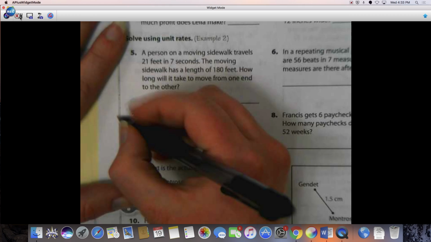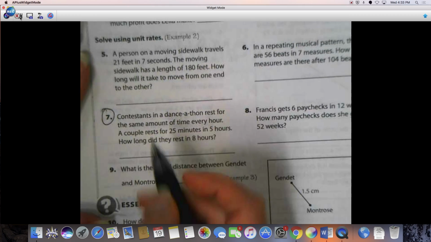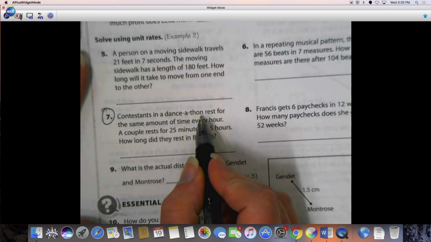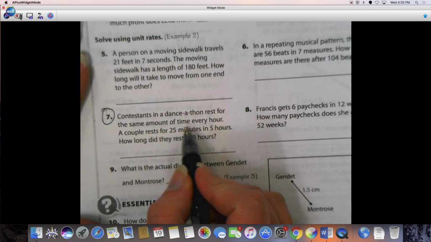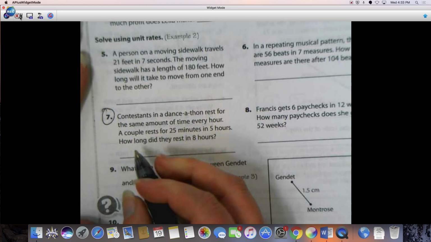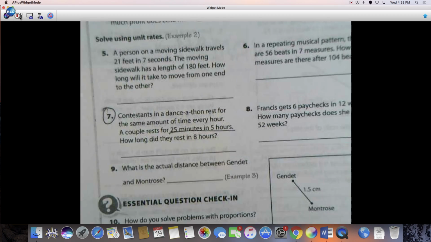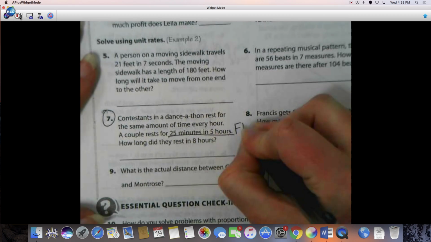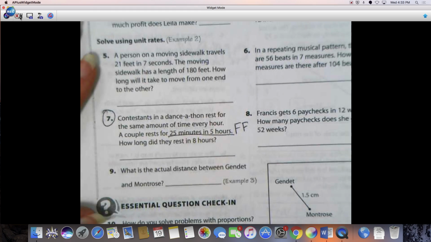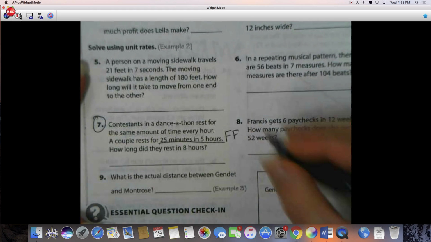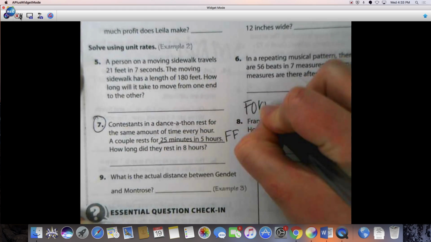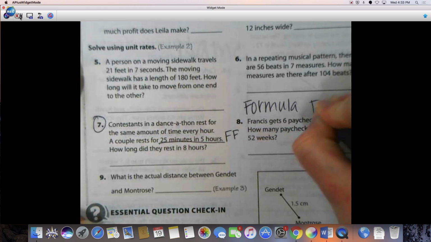So if you'll look with me at number 7, it says contestants in a dance-a-thon rest for the same amount of time every hour. A couple rests for 25 minutes and 5 hours. I want to stop right there. I want you guys to write FF. And what that FF stands for is something that I want you to call your formula fraction.